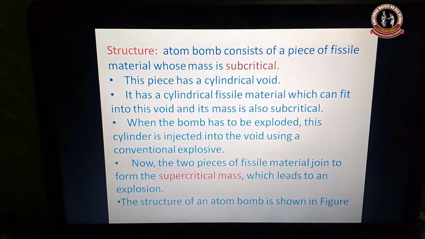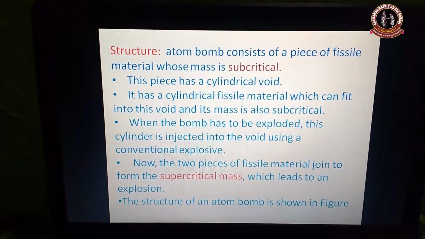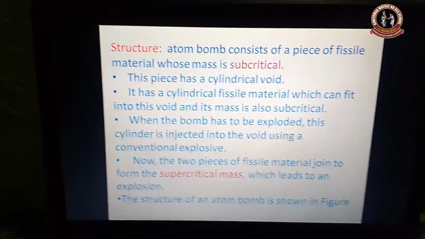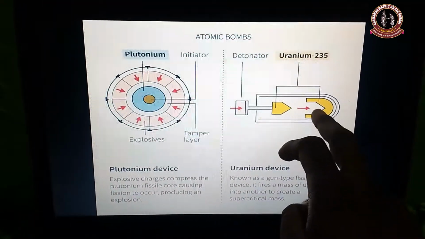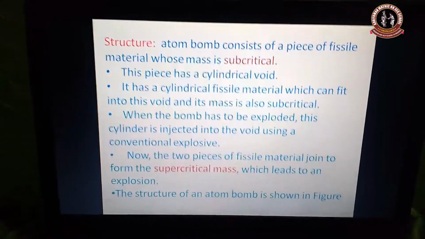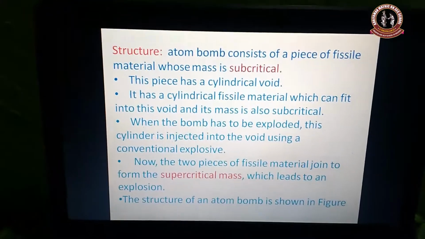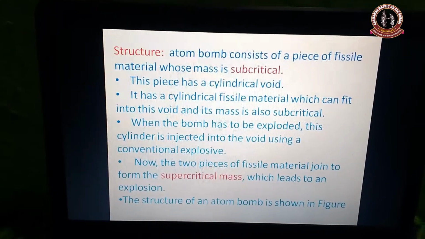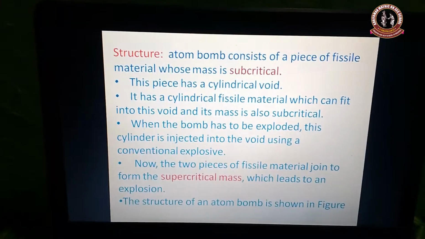So both are in a subcritical stage. When the bomb is exploded, it gets triggered in the initial stage. Once the conventional bomb explodes, the injector type fission cylinder moves towards this void and fits with it. The two pieces of fissile material join to form a supercritical mass, which leads to an explosion. So this is the structure of an atom bomb.